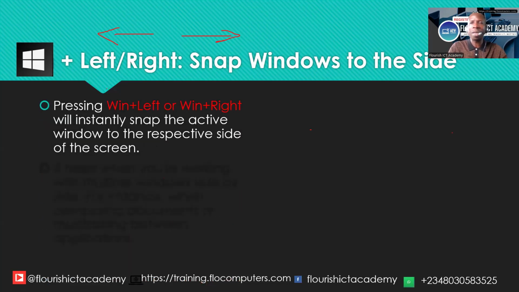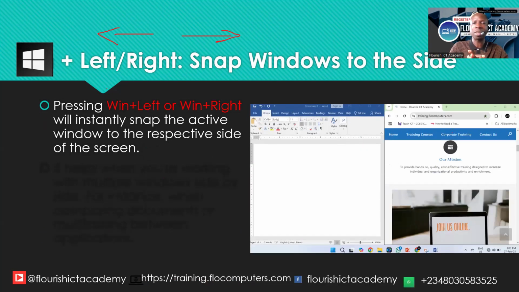Maybe you have multiple applications open. Pressing the Windows and left or Windows plus right will instantly snap the active window to the respective side of the screen. Let's look at it. When I press that, and currently I'm on my website and then Microsoft Word I'm working on, you can see what happened.